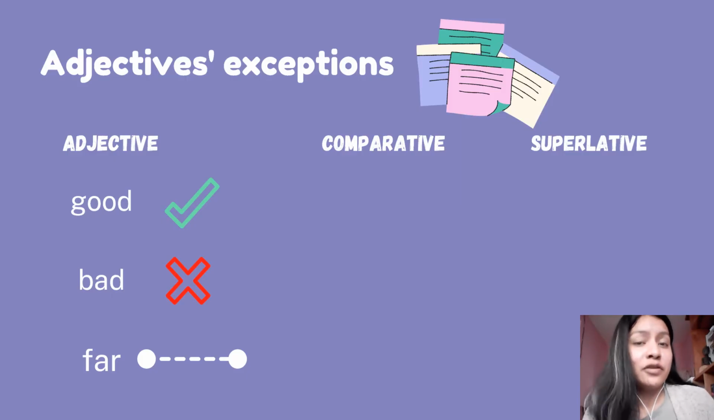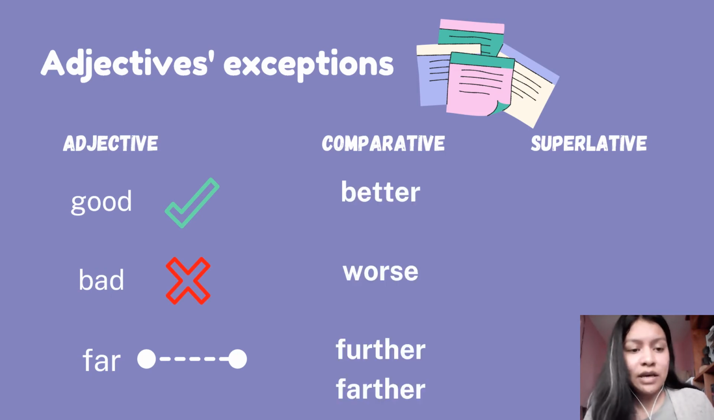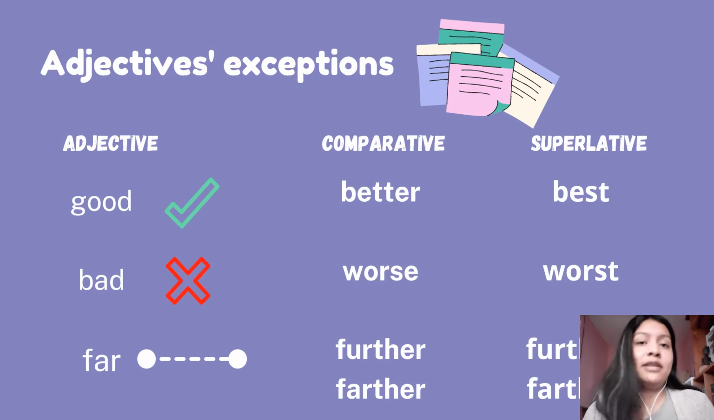Some other exceptions to the rule are irregular adjectives. Fortunately, there aren't many of these. For these adjectives, the comparative form of er or the superlative of est doesn't apply, and they have their own words to compare or to add a superlative meaning. Here we have the comparative and also the superlative words for each adjective.